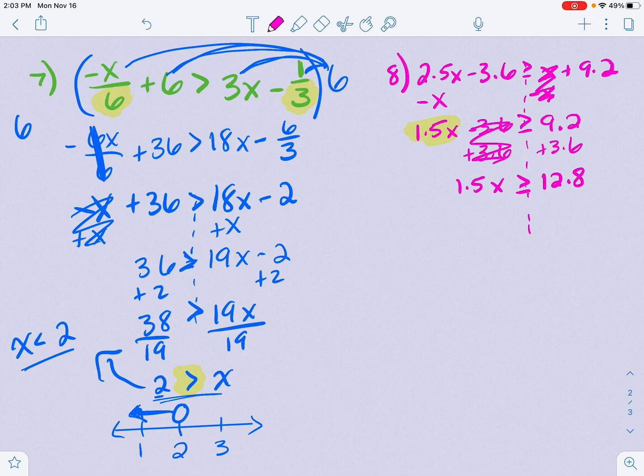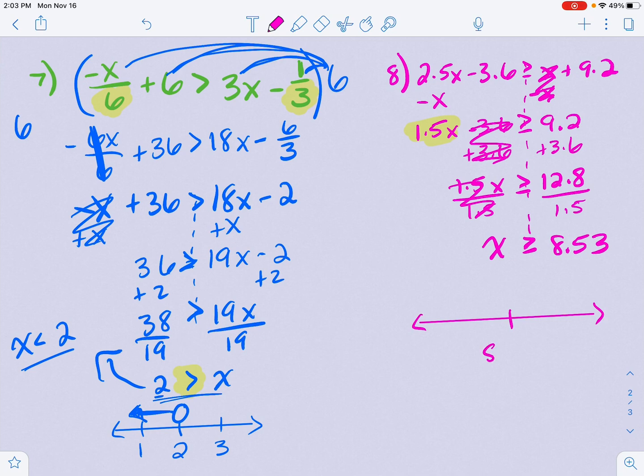Okay, now one more step. I have 1.5 times x, so I'm going to divide by 1.5 on both sides. That leaves me with x is greater than or equal to 8.53. So when you put that on the number line, that 8.53 is going to go in the middle. And then what you can do is, it doesn't matter what number you use that's smaller or bigger. So one number smaller would be 8, one bigger could be 9. Okay, you could have put a 10, 11, 12, it doesn't matter. Okay, so closed or open circle, greater than or equal to. I would have a closed circle.